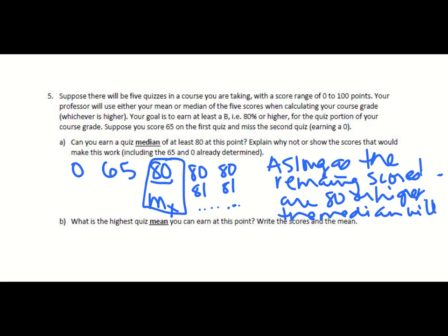Okay. So the remaining ones have to be 80, because if it's anything lower, then that middle one is not going to be 80.